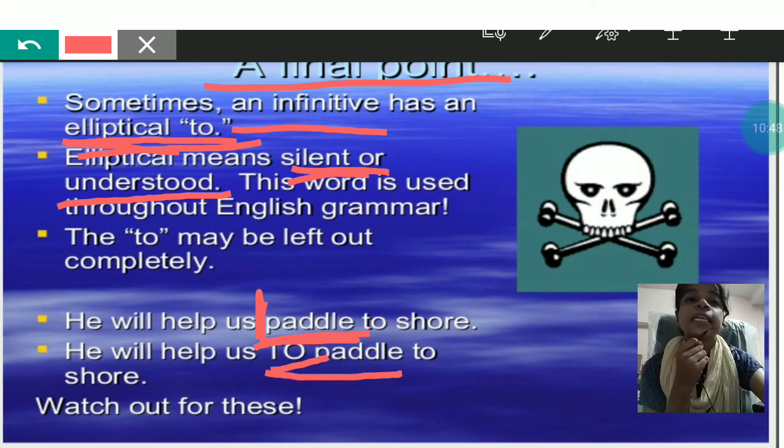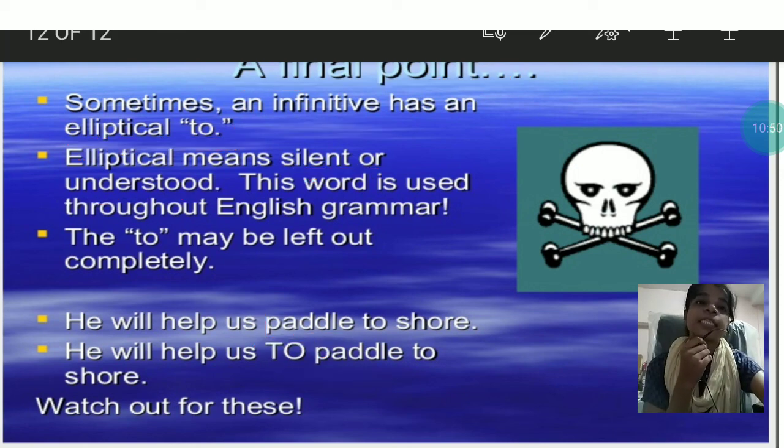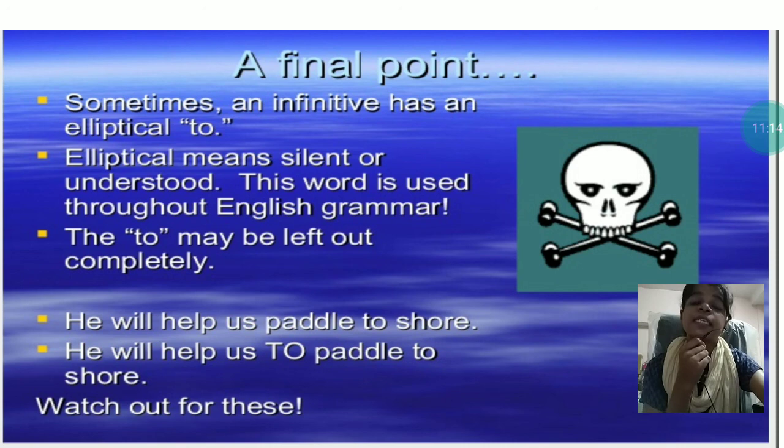So what it means is that in a few sentences, to acts as elliptical, to is in elliptical form. And elliptical means it will be silent, or you can say it will be hidden. So it does not mean that it is not there. It is there, but it is not visible. It is hidden. Like in this example, it is an infinitive, but it does not contain to. There is to, but it is in silent mode. It is in hidden mode.